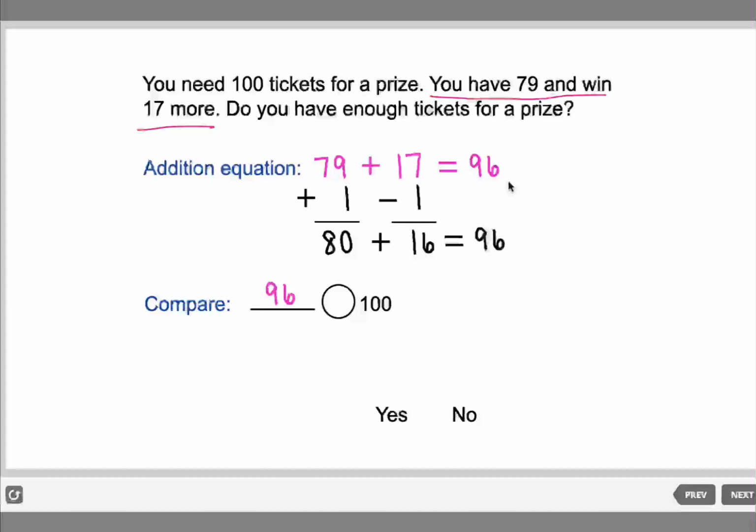Now compare 96 to the 100. 96 is bigger or smaller, greater than or less than 100? Of course, less than. So, do you have enough tickets for a prize? Do you have 100 tickets? You have less. So, the answer is yes or no? You have 96. This is less than 100. No. Now, my heroes, I'll send to you the link of the game. Any problems? Any questions?